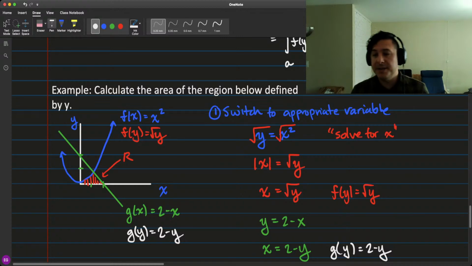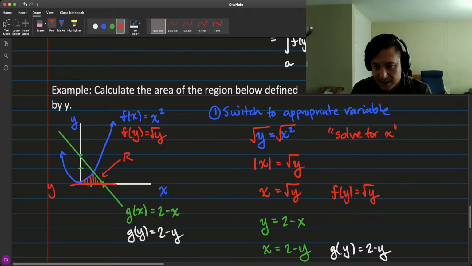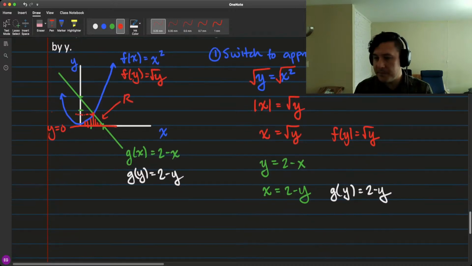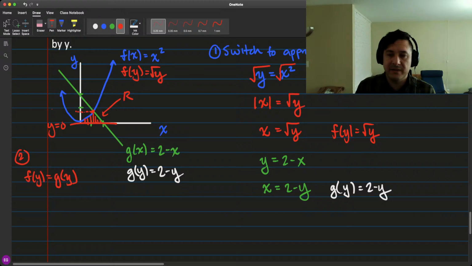Okay, now we need to figure out the limits of integration. We need to figure out what y values these go between. So obviously, what y value does everything start at? y equals 0, right? And then it ends at whatever the point of intersection is, so we need to solve for that. I need to know when f of y equals g of y, so we solve for the intersection to find the limits.